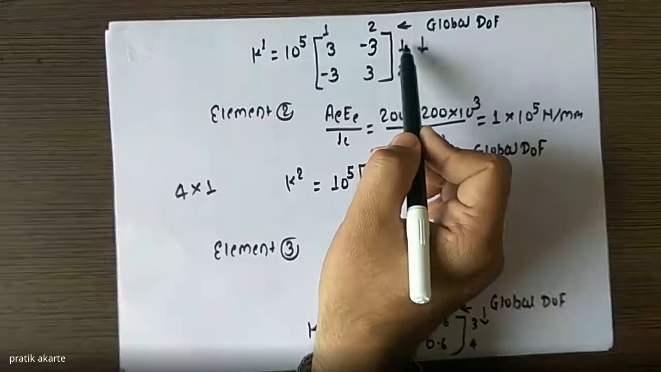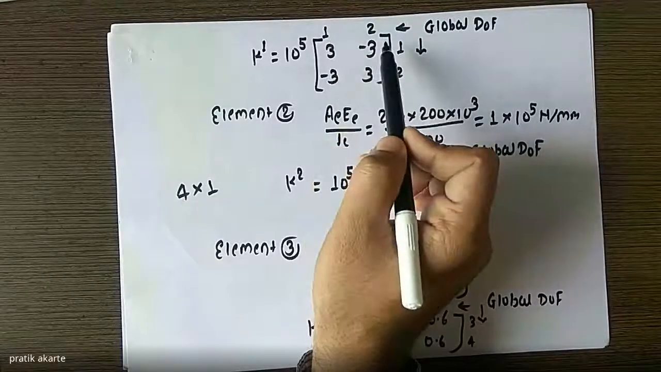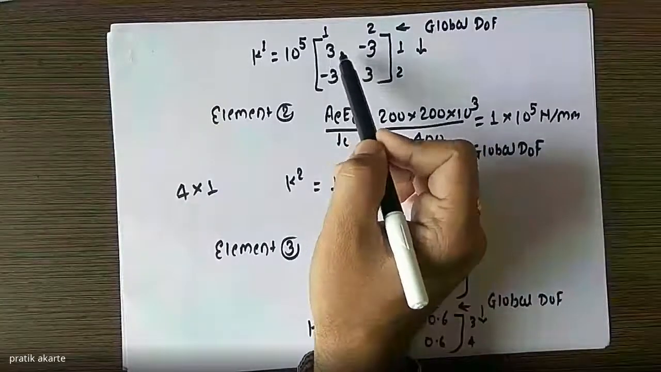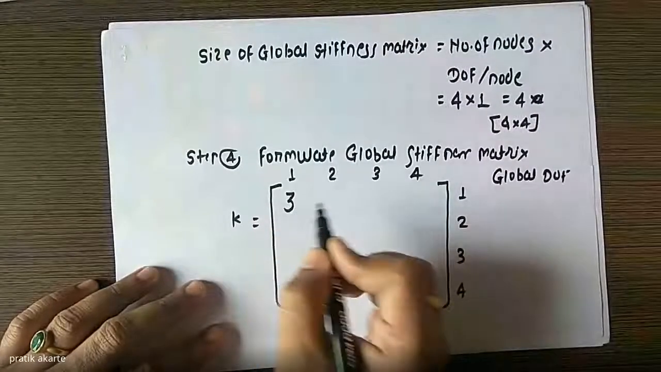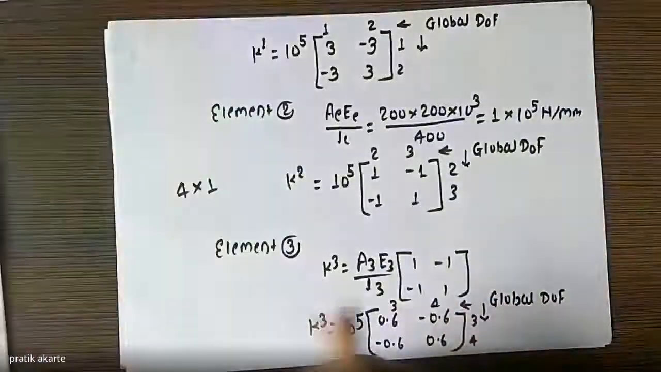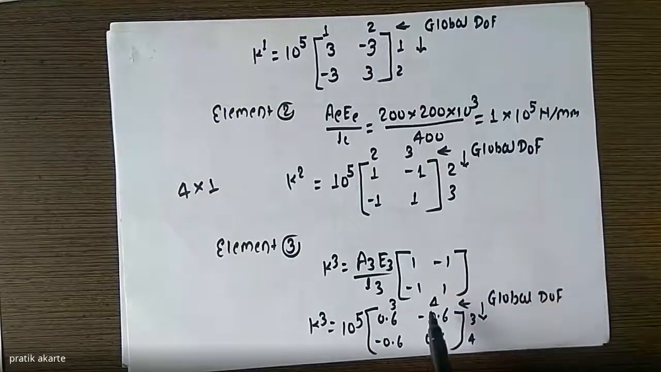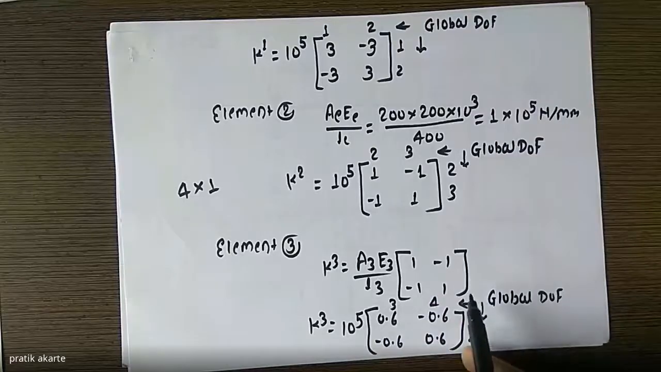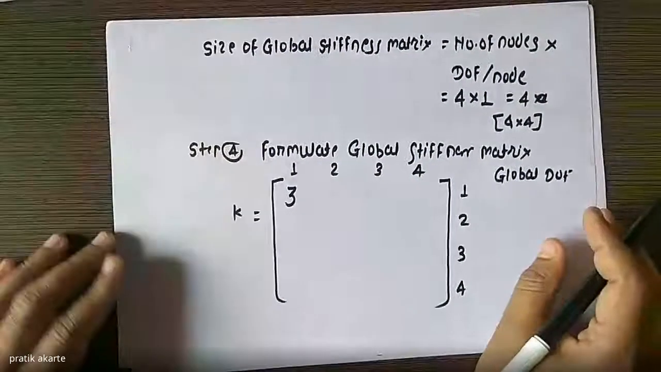1, 1 is 3. First row, first column, which element is there? 3. So here also I'll write 3. I'll check the other element stiffness matrices also. Is there any 1, 1 entry? Nowhere can we get a 1, 1 entry. So I write simply 3.